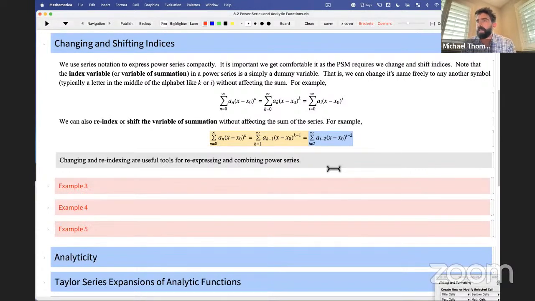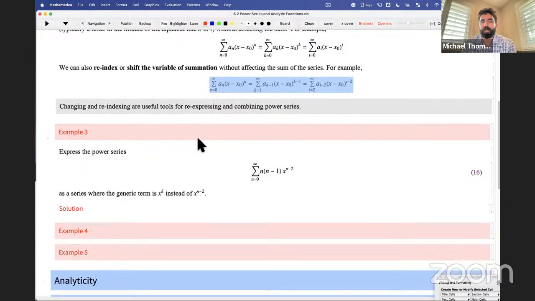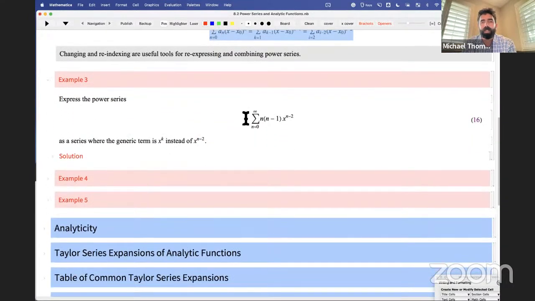We've just reindexed the series, and you can do this whenever you want. It doesn't change the series at all. It just changes the way it looks. We're going to be using this a lot when we do the power series method in the next section. So I know we probably already did this one, but let's do it again.